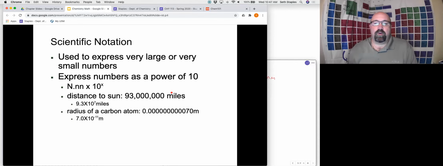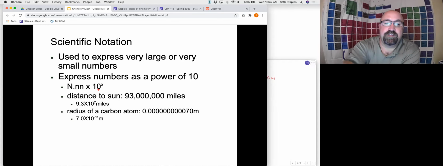Another tool that we are going to use in order to work with very large or very small numbers is scientific notation. And scientific notation is probably something that you've been exposed to at some point during your education. But scientific notation is always expressed as a number in the ones spot, followed by whatever we need for numbers past the decimal point. And those numbers will be dictated by significant figures, which we talk about later on. And then times 10 to the whatever power.